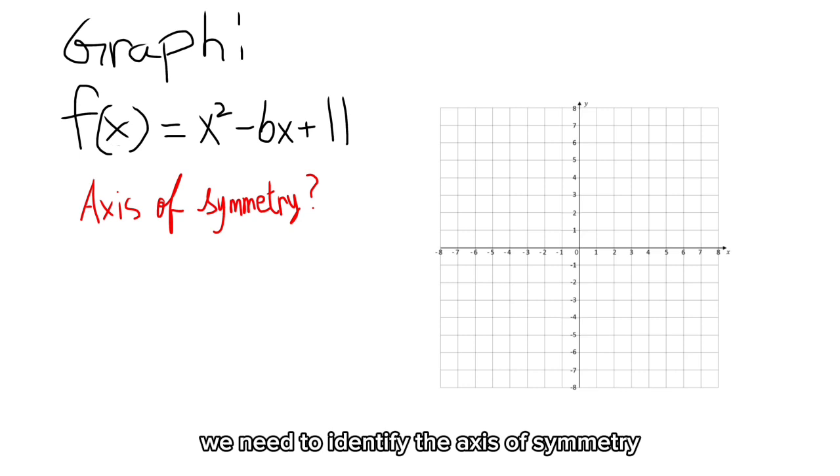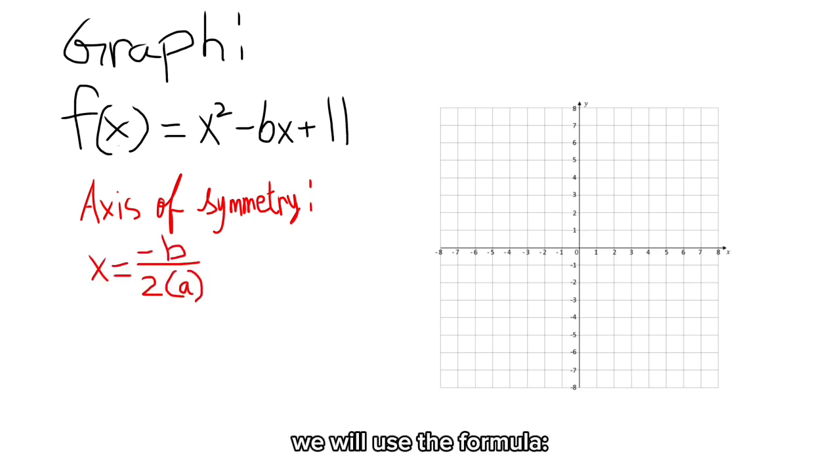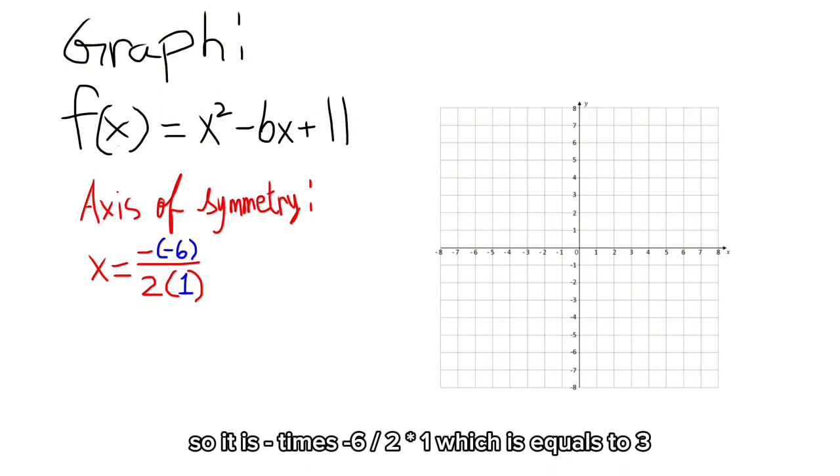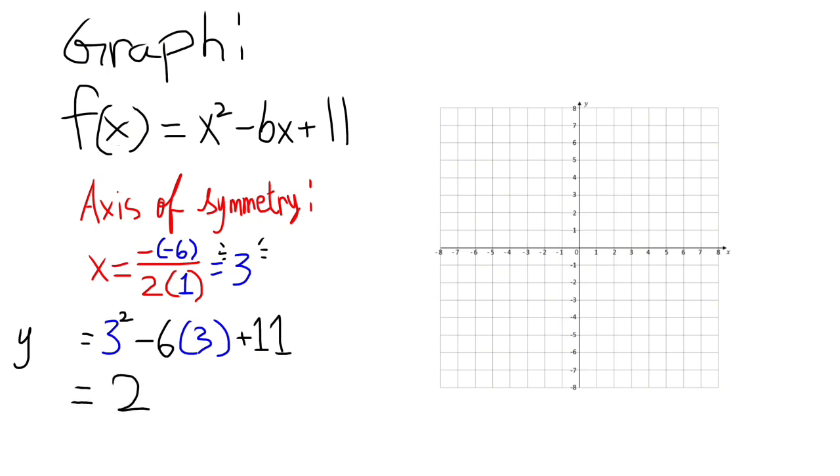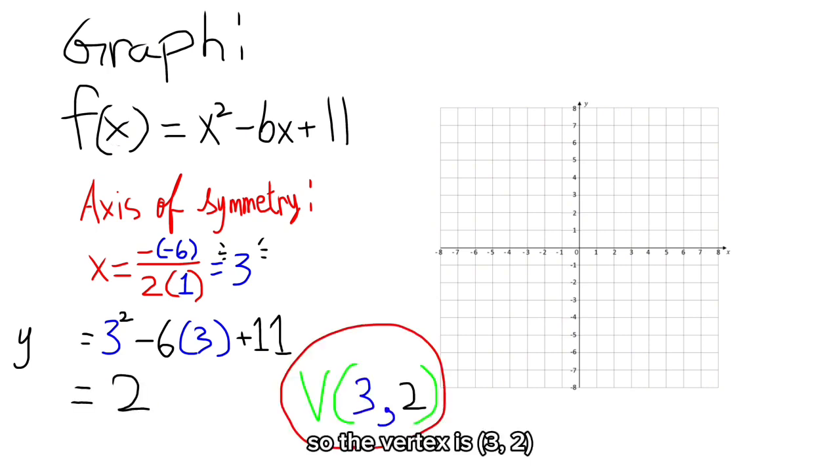the axis of symmetry. We will use the formula x equals -b divided by 2a. In this case, b is -6, a is 1. So it is negative times -6 divided by 2 times 1, which equals 3. Now plug 3 into the original function to get the corresponding y-coordinate. So the vertex is (3, 2).